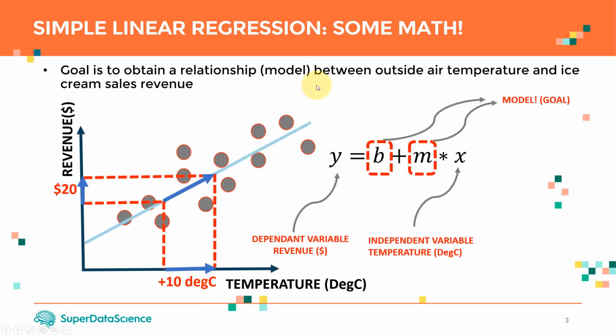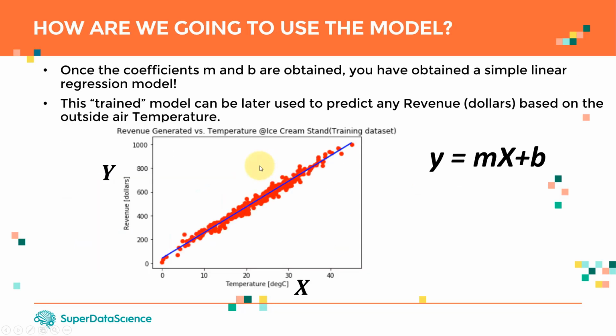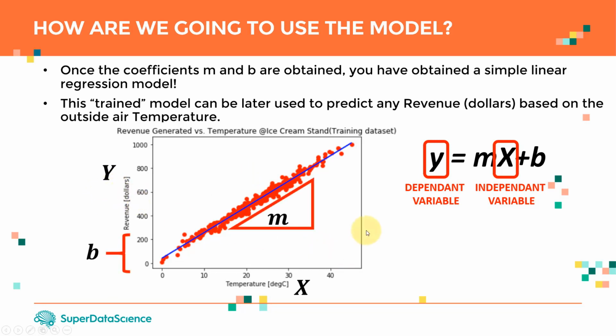And as I showed you guys, the equation is simply y equals m times x plus b, and the overall objective is to obtain the best values of m and b. And that's it. Once I have my model, then I can deploy it in practice to predict revenue in dollars given a certain temperature.